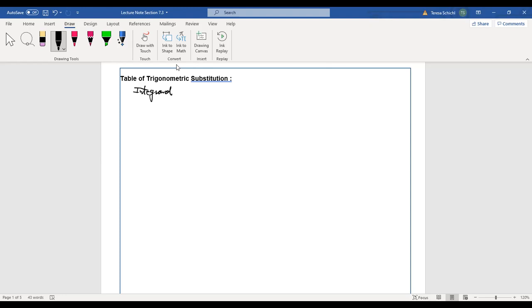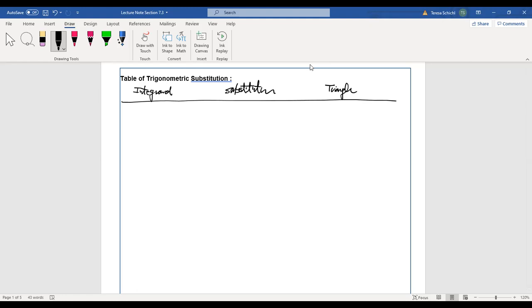Okay, then here, this is the substitution we use. And so this is kind of the triangle that's going to help us. Okay, so what does that mean? So let's take a look.